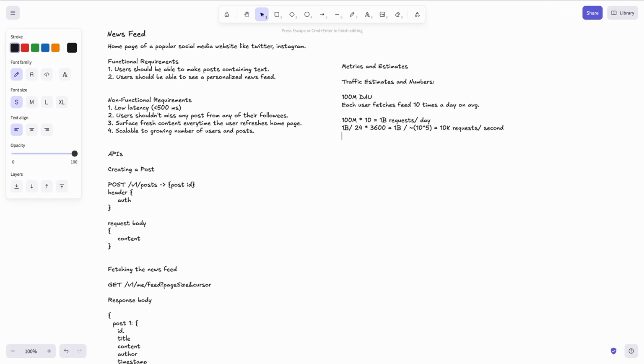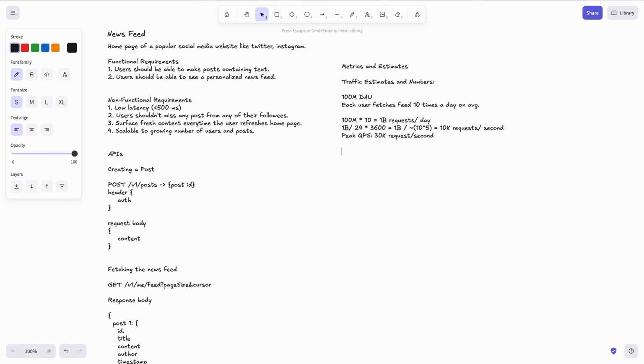So this would be the average number, and traffic isn't always evenly distributed. A common rule of thumb is that peak traffic can be 2 to 3 times the average. So let's say our peak QPS would roughly be around 3 times the average, which is 30k requests per second. So this is the read QPS, or QPS for the newsfeed.